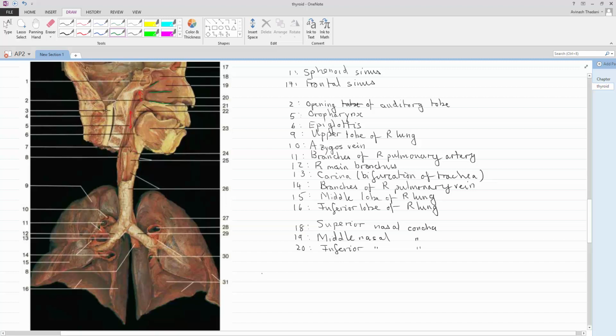21 is the hard palate. Oops, we don't want it in green. Let's go back over here. That's the hard palate, made up of mainly the palatine bone. 22 is the soft palate, and with the uvula, this is really the uvula.